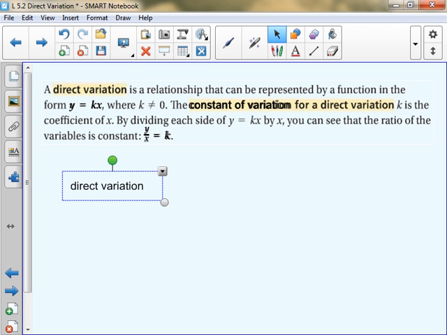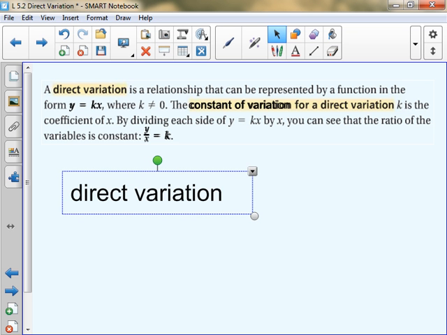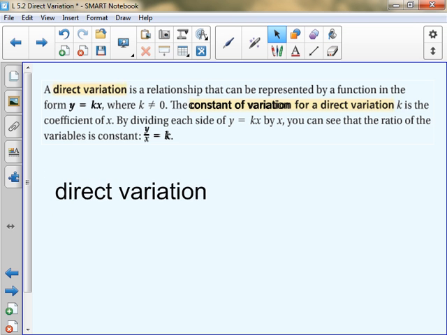What we wrote in class is just this. Direct variation is just a special relationship, a function that's represented with an equation y equals kx. So in your notes, all you have to do is write direct variation and write the equation y equals kx.